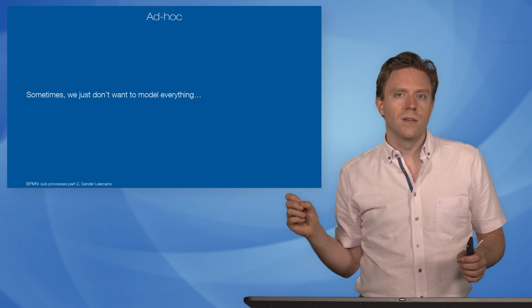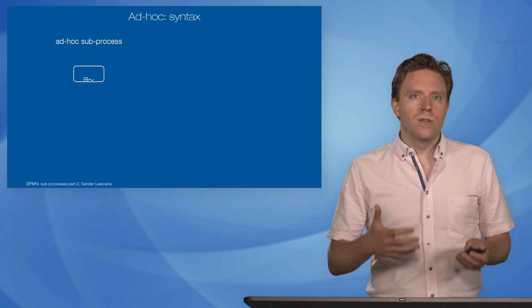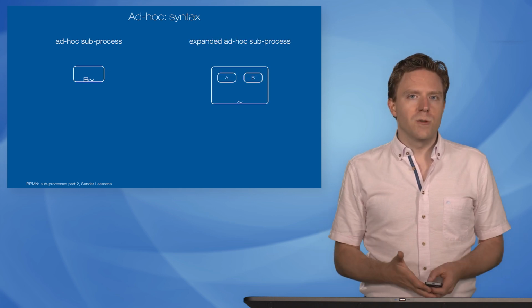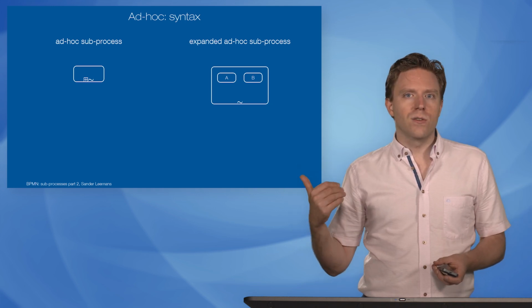Next is the ad hoc subprocess. Sometimes we just don't want to model everything. In business processes, what we've done up to now is very structured. So it tells you precisely when to do what. But what if we don't want to model it in that level of detail? Then we can use an ad hoc subprocess. These do not come as tasks, but only as subprocesses. And they look as we expect, except for the expanded ad hoc subprocess.